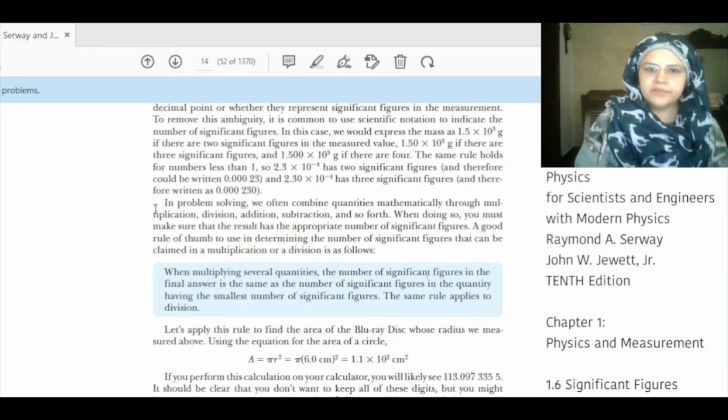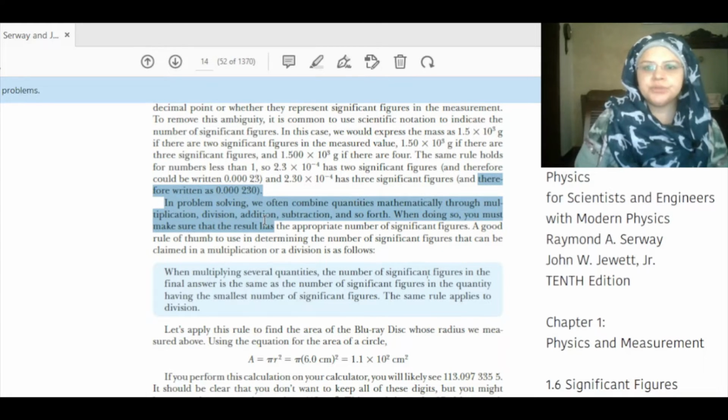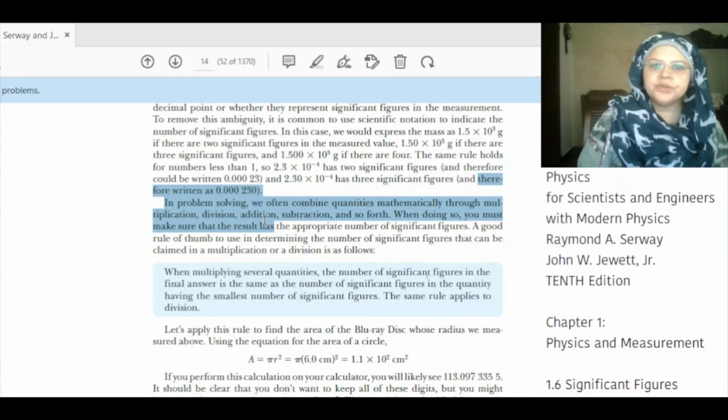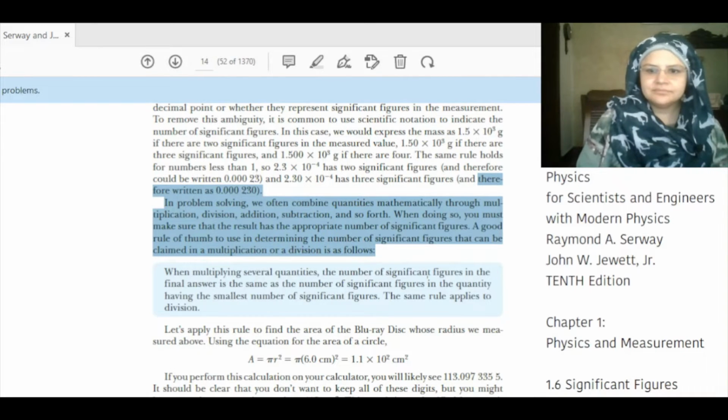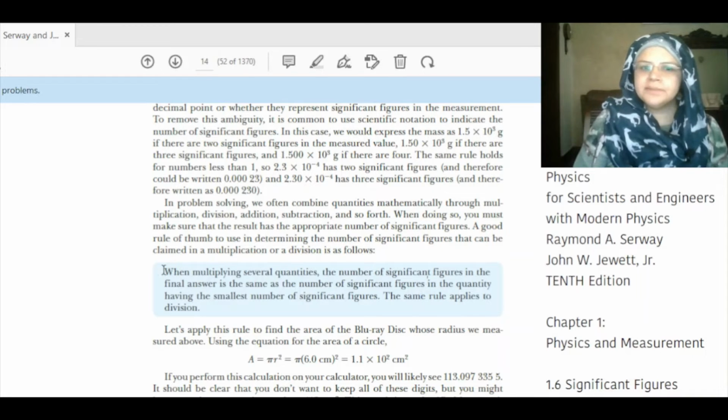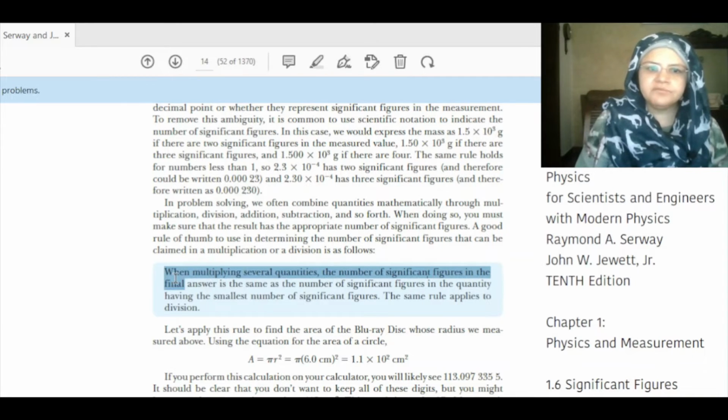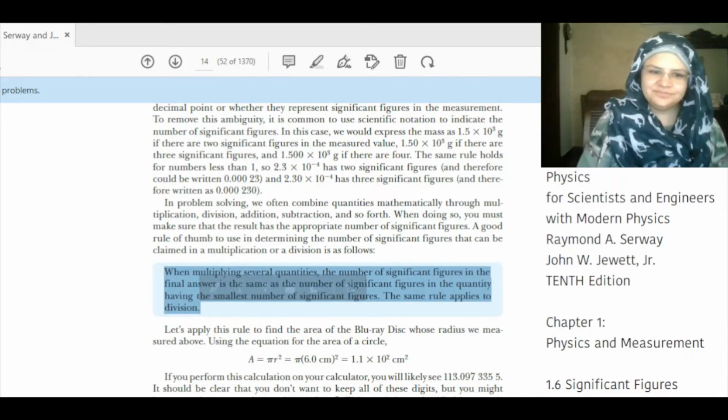In problem solving, we often combine quantities mathematically through multiplication, division, addition, subtraction, and so forth. When doing so, you must make sure that the result has the appropriate number of significant figures. A good rule of thumb to use in determining the number of significant figures that can be claimed in a multiplication or division is as follows. When multiplying several quantities, the number of significant figures in the final answer is the same as the number of significant figures in the quantity having the smallest number of significant figures. The same rule applies to division.